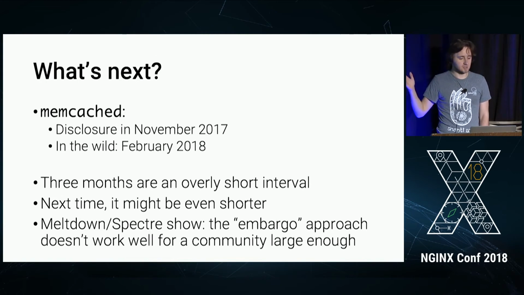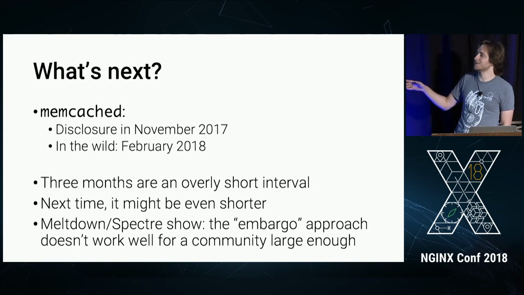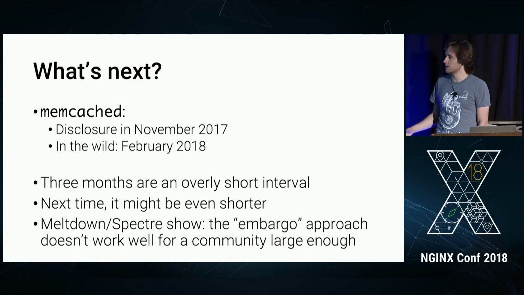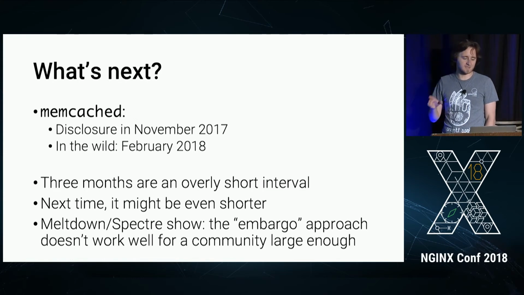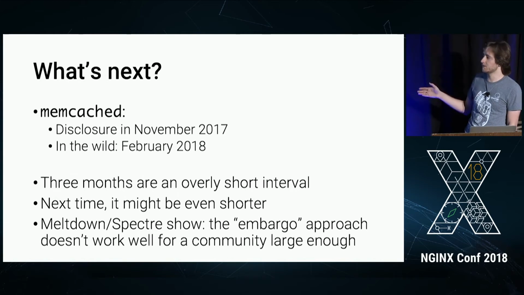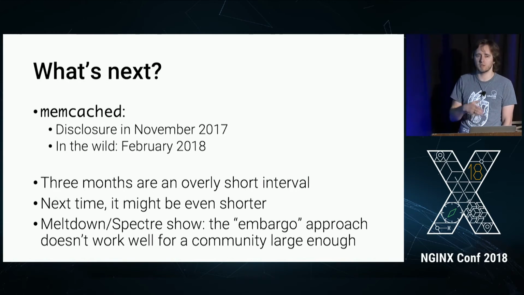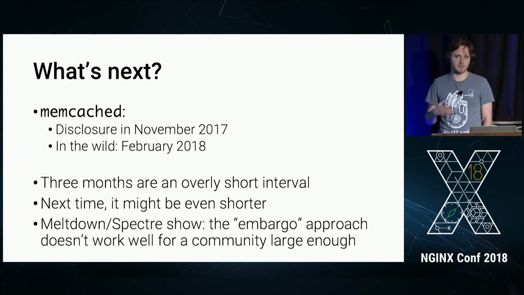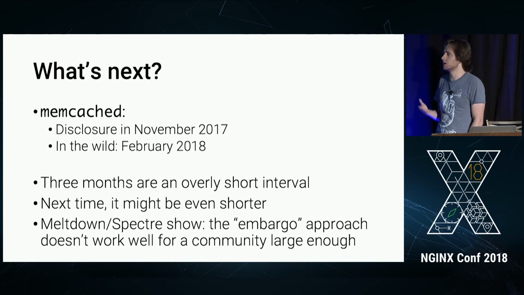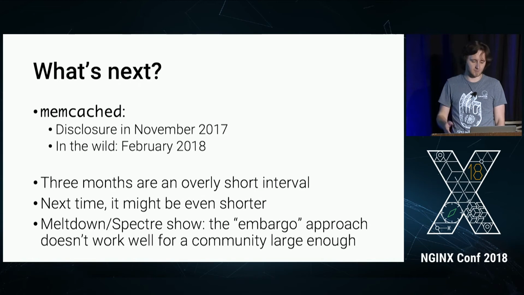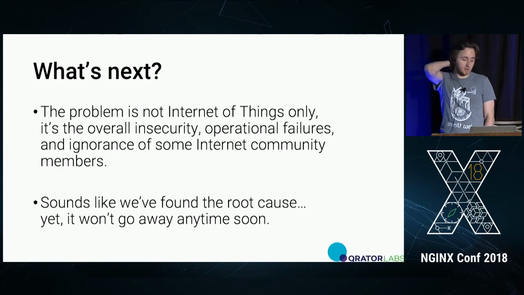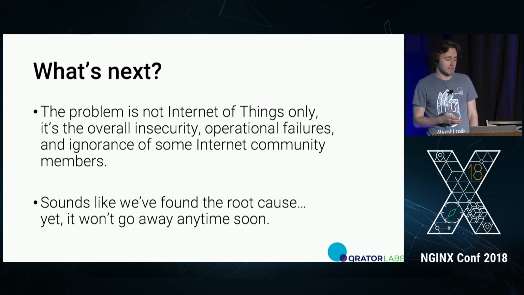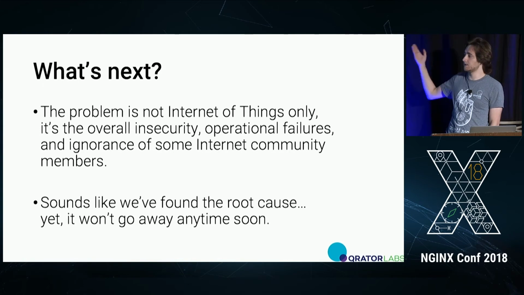As the example with Memcache shows us, it might take 3 months starting from the disclosure of a vulnerability up to attacks in the wild. So 3 months is an overly short interval, but next time it might be even shorter. And as Meltdown and Inspector show us, the embargo approach, where you do not disclose a vulnerability until it's fixed everywhere on the internet, doesn't work well for a community large enough, like an ISP community or an HTTP application community, if there's one. So the problem is not Internet of Things only, it's the overall insecurity, operational failures, and ignorance of some Internet community members. Sounds like we have found the root cause, which is ignorance, but it won't go away anytime soon.